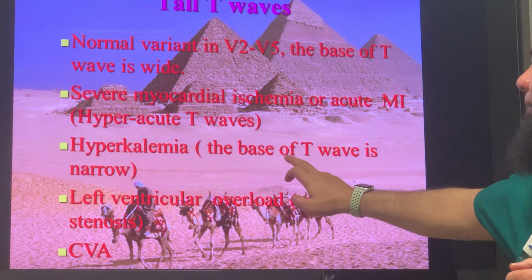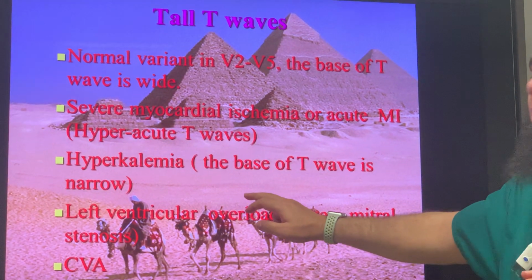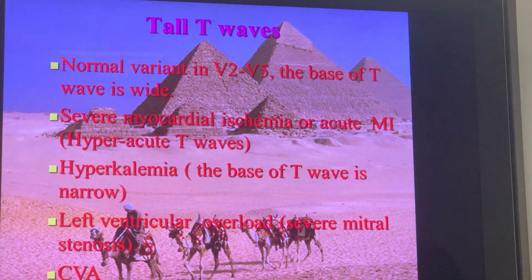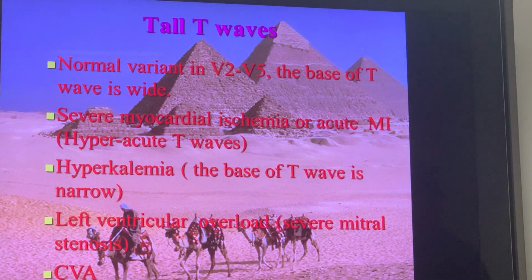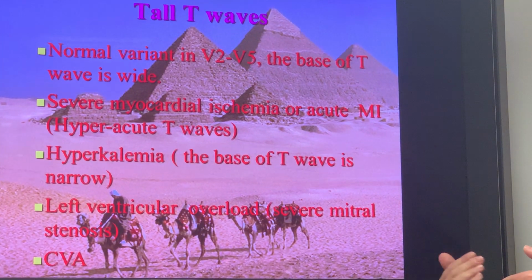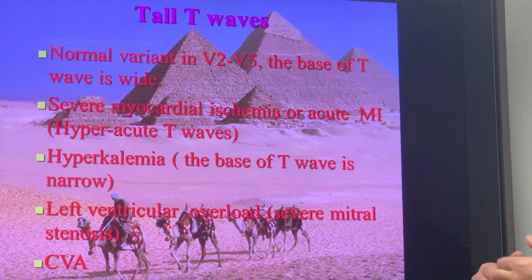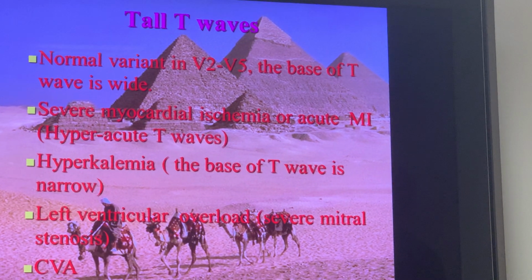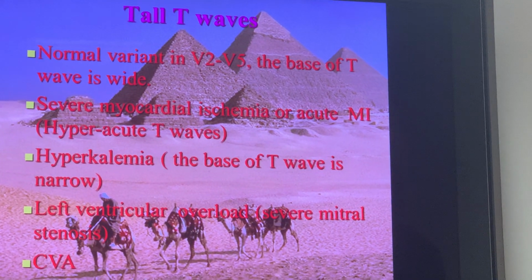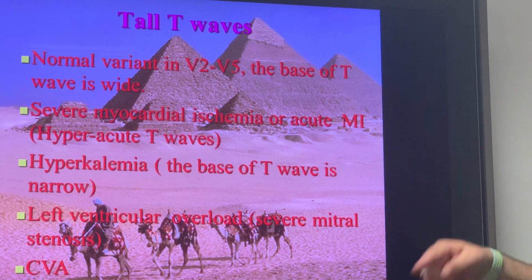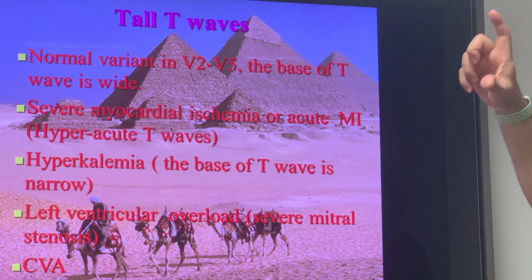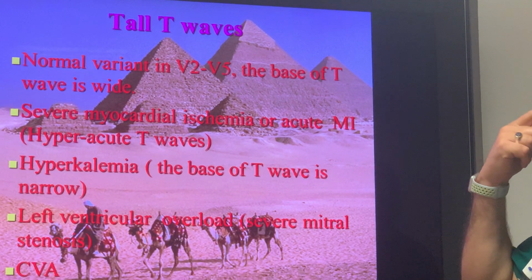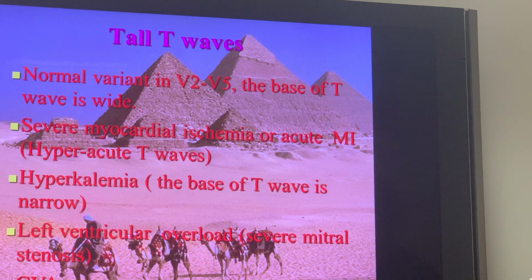Hyperkalemia is different. The base of the T wave is narrow. That's what is important between it and the normal variant. In left ventricular overload, like the strain pattern, early in the stage it could be elevated. In CVA, sometimes it presents with ECG changes. Sometimes hemorrhage comes with ST depression, with inversion, and sometimes with higher T waves. So sometimes a cerebrovascular accident causes ST changes.